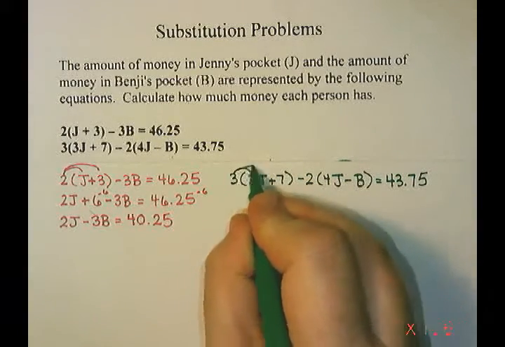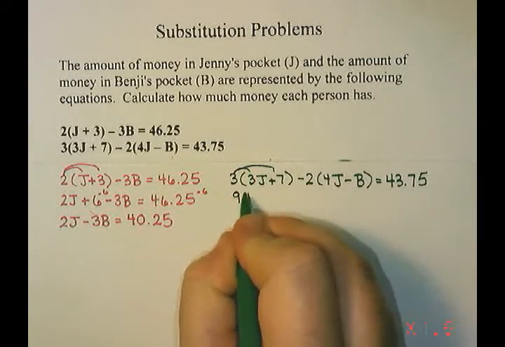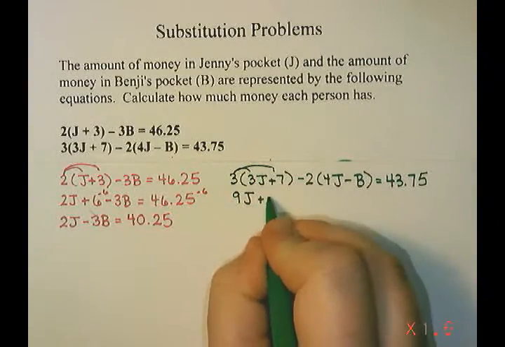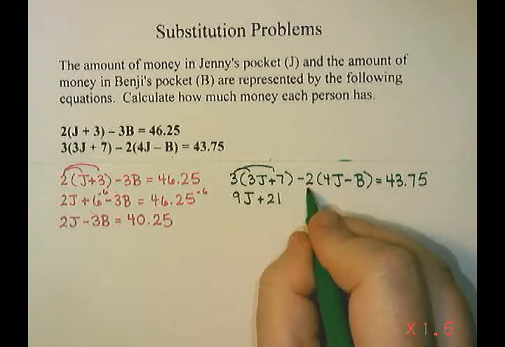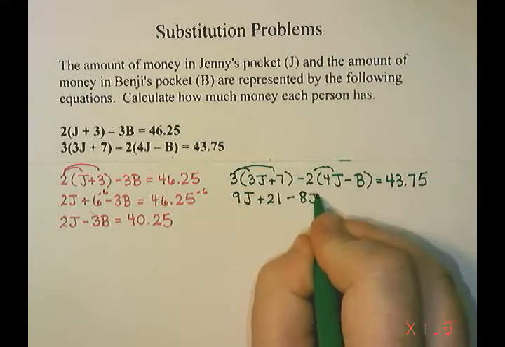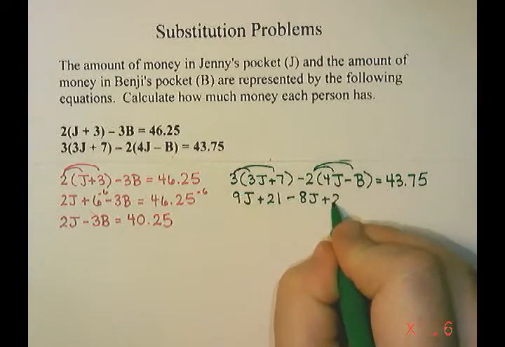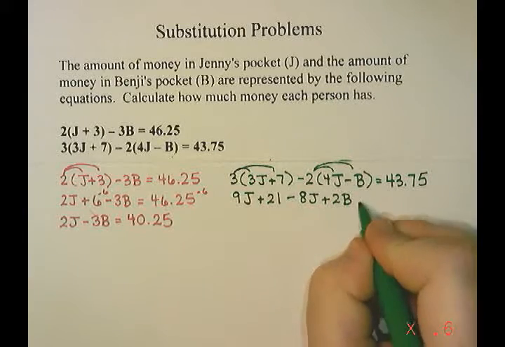So I'm going to multiply the 3 first. 3 times 3J is 9J. 3 times 7, 21. Negative 2 times 4J is negative 8J. And negative 2 times negative B is positive 2B. And that still equals 43.75.